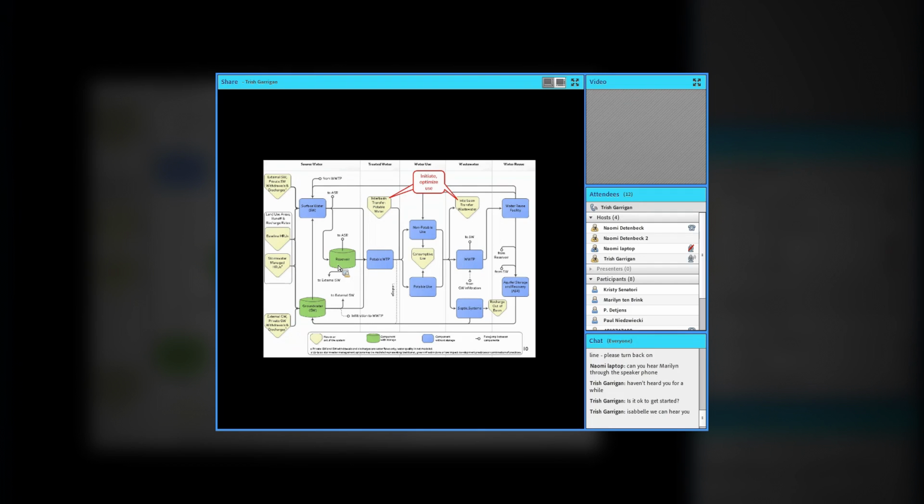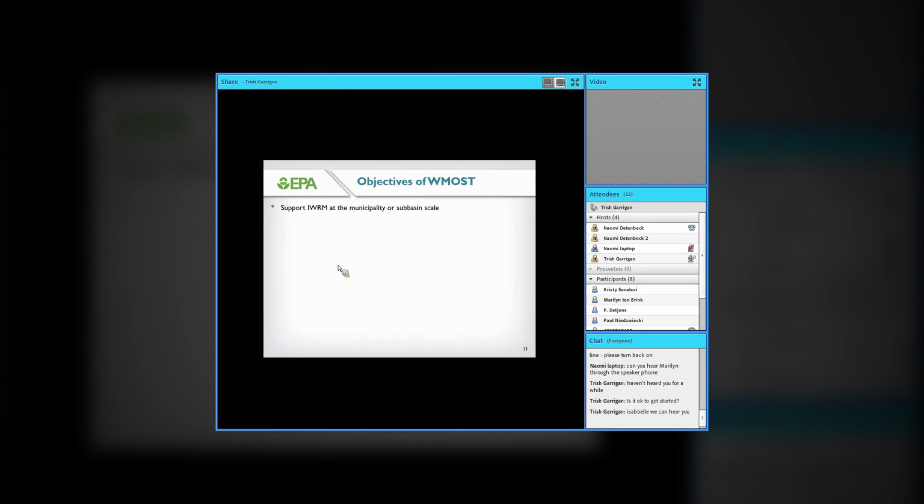So this tool has specific objectives, which I wanted to go over, because it's important to know what it was built for, because that would be its most appropriate use. And then, of course, it can be extrapolated based on your knowledge and experience to other appropriate uses. But it's meant to support integrated management at the municipality or sub-basin scale. So as I mentioned, and we'll discuss again, it's a spatially lumped model, so it's appropriate at the municipality or sub-basin scale. It wouldn't necessarily be appropriate at something like the Chesapeake Bay watershed scale.